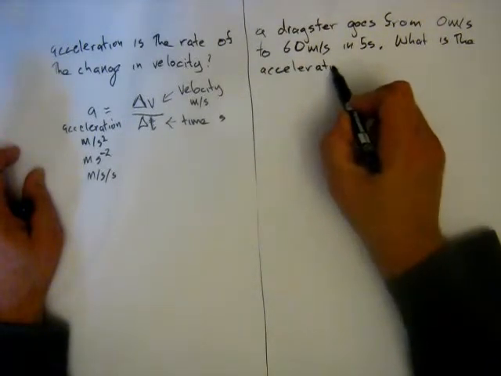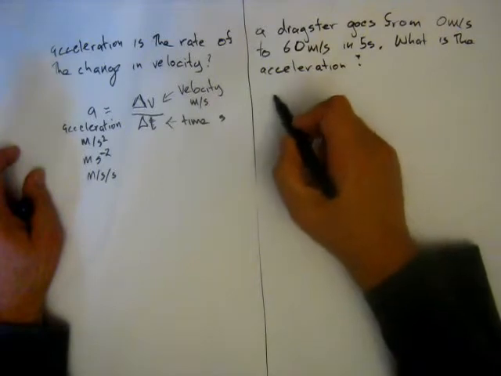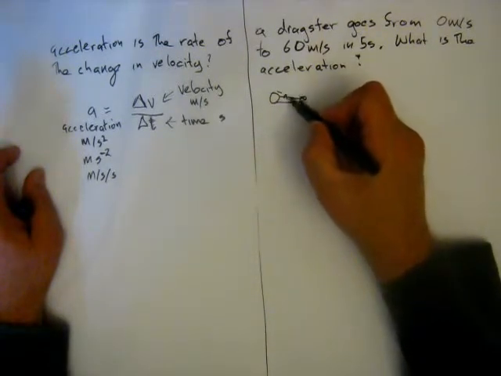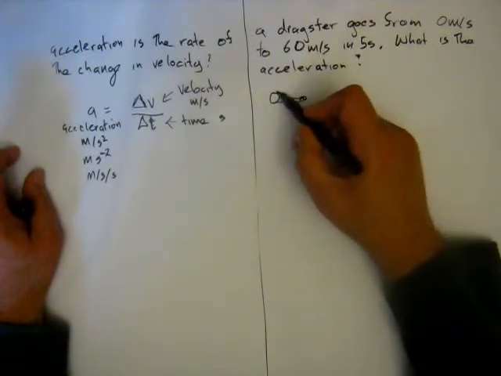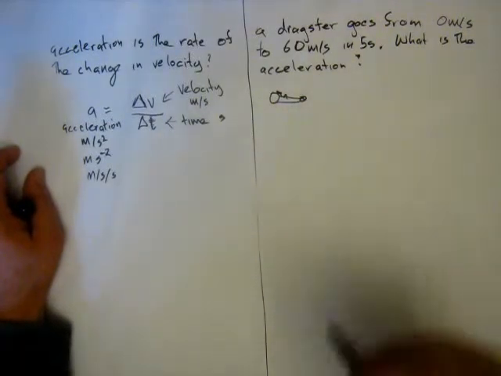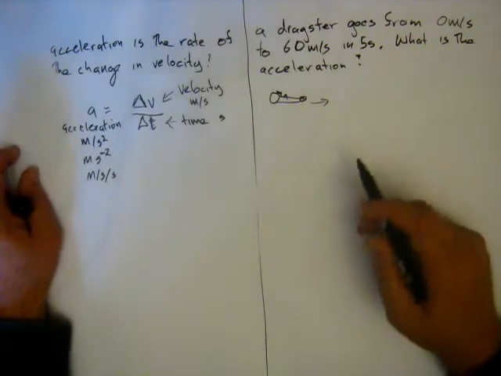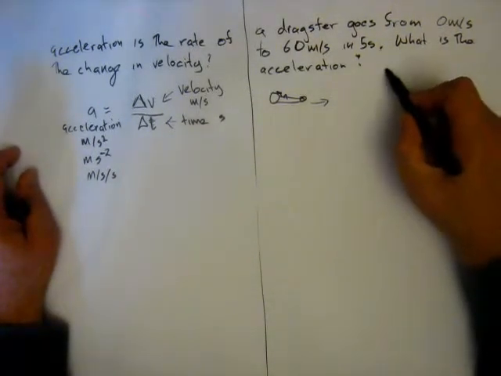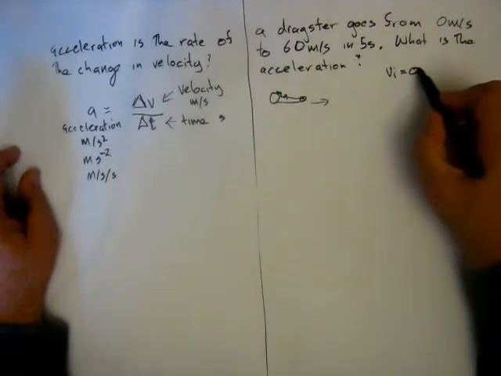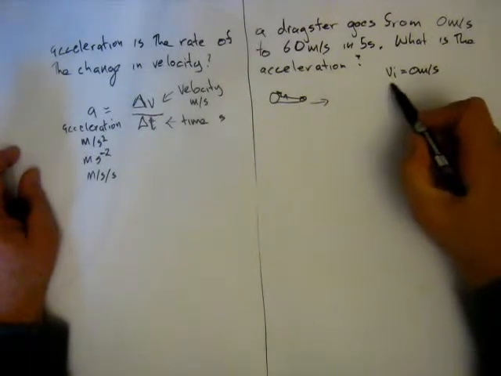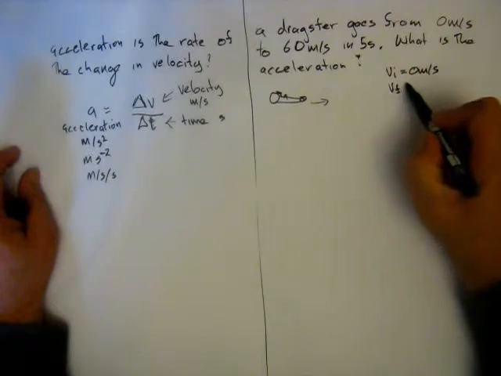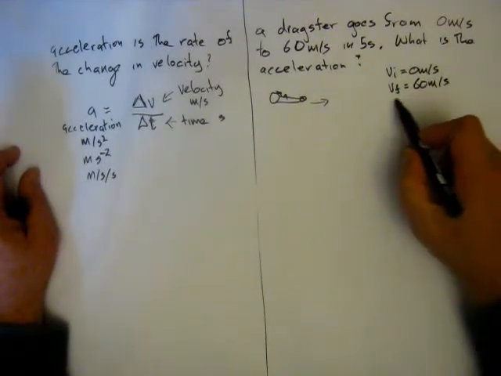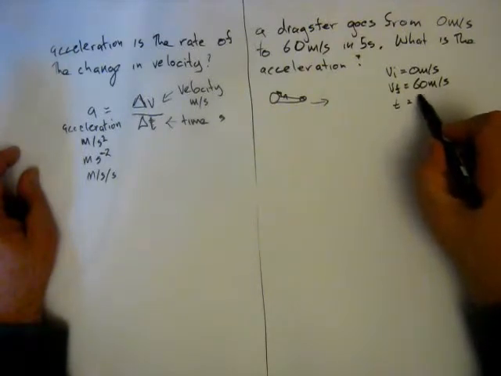Well, okay, let's try it. First of all, draw a picture. There's lots of reasons for this, but people actually solve problems better if they do draw pictures. Even a simple one like that. Write down what you know. Well, we know it started at 0 meters per second. It finishes at 60 meters per second, and the time is equal to 5 seconds.